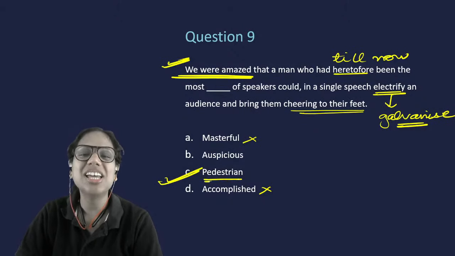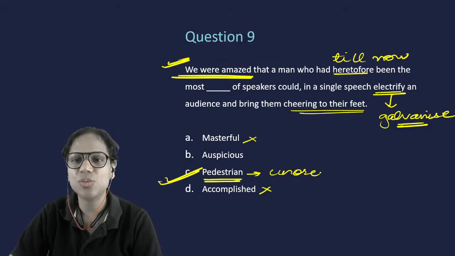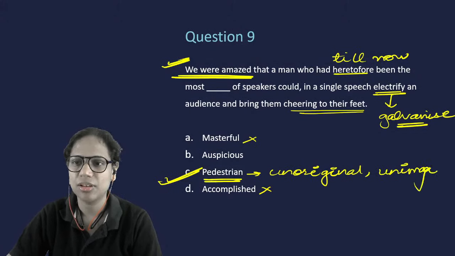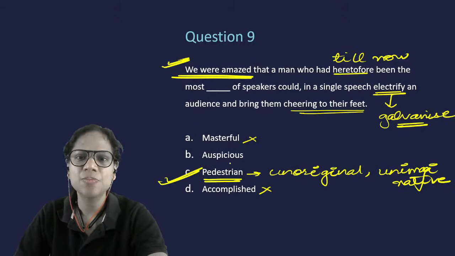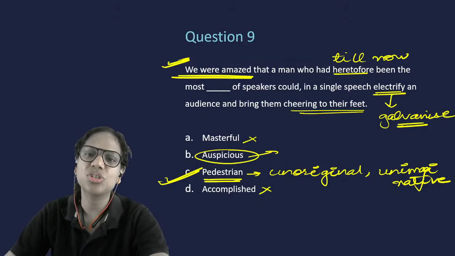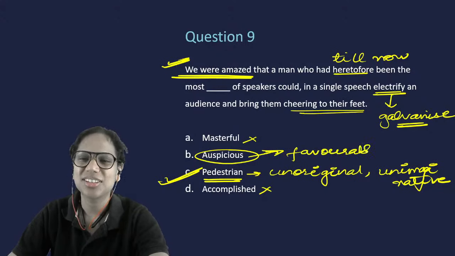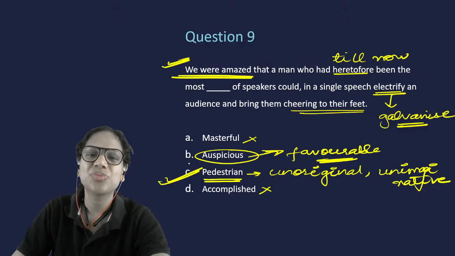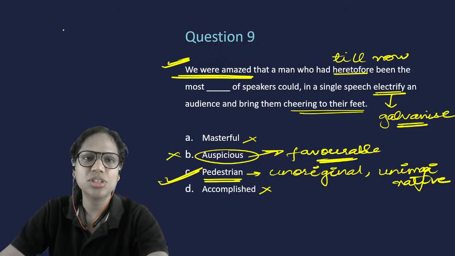So see, pedestrian. When somebody is a pedestrian speaker, they're very unoriginal, unimaginative, right? That is when we call them pedestrian. That's why C is our answer here. Auspicious does not fit at all. Auspicious is an occasion where the gods are in your favor, right? A favorable situation or occasion is an auspicious occasion. So it does not fit.